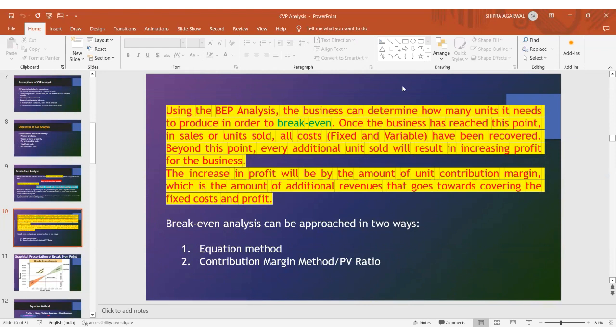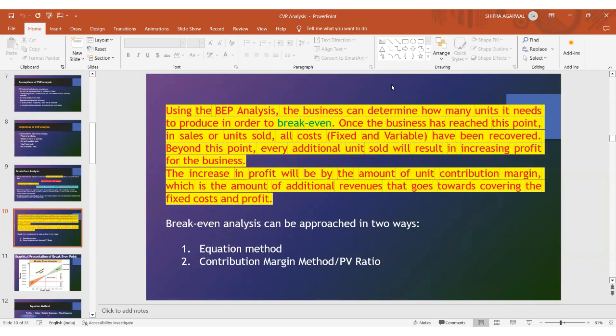Now, whenever I'm talking about the starting of a business, if I am a new entrant in the market, my first objective is to reach this break-even point, because at least I want to reach a point where I'm not suffering losses. Beyond this point, every additional unit that I sell will give me profits and it will increase my profit day by day. But right now, in the beginning, my objective is to reach this break-even point.